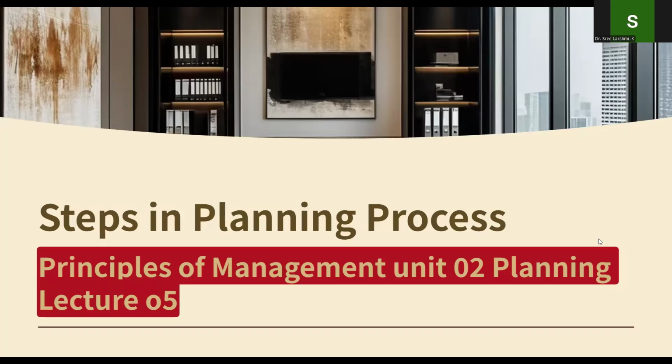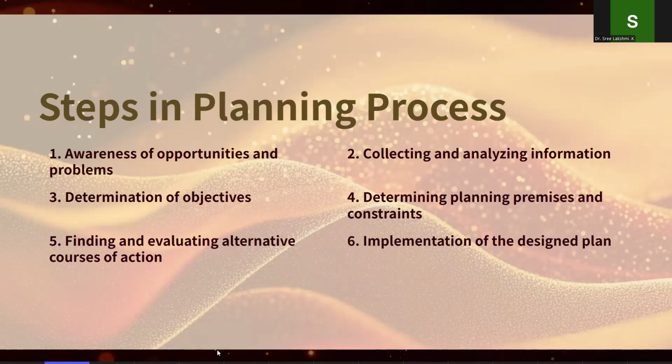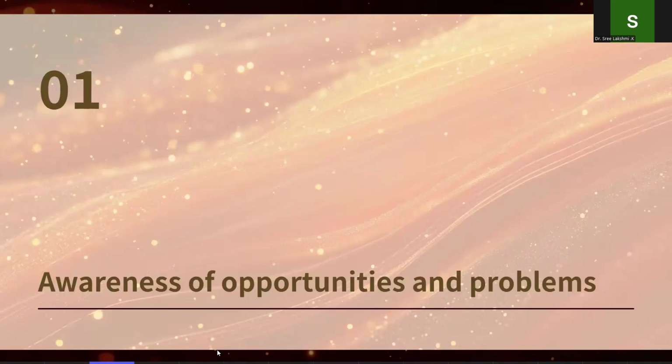Dear students, let's discuss the steps in the planning process. Basically, there are 6 steps involved in the planning process. The first step is all about awareness of opportunities and problems. Second, collecting and analyzing information. Third step is determination of objectives. Fourth is determining planning premises and constraints. Fifth, finding and evaluating alternative courses of action. And the last step is implementation of the designated plan.